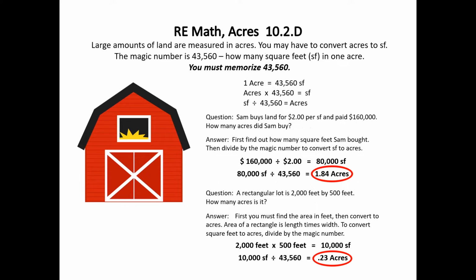Here's another one. A rectangular acre of land is 200 feet wide. What is the length of the land? You see, these are getting a little harder. Each one gets a little harder as we go. Now, to solve this, you must know that the area of a rectangle is length times width, and you must be able to convert acres to square feet using the magic number.